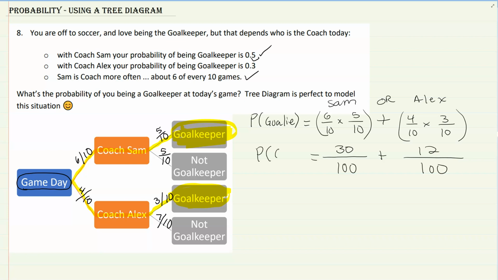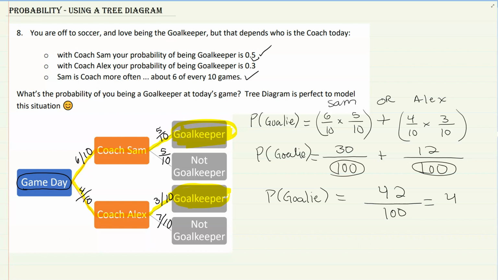So the probability of you being a goalie at any given game is going to be, when we add fractions, we keep the denominator the same, which is 100. Okay, good thing that it has the same denominator, and that is why I kept it as over 10 consistently, so that I can have a common denominator. But if not, you find that common denominator before you add. Okay, so that would be 42 out of 100, or we would say that would be 42%.